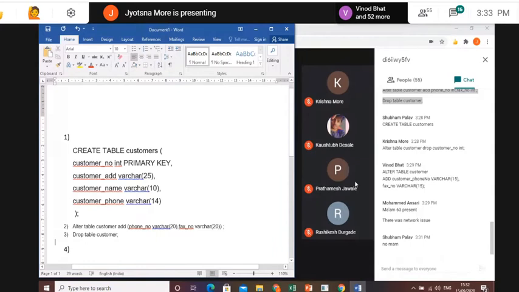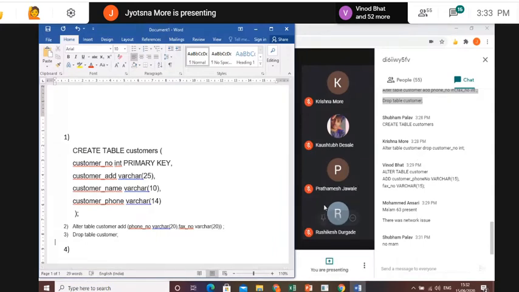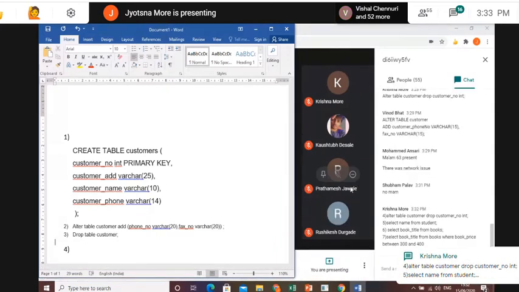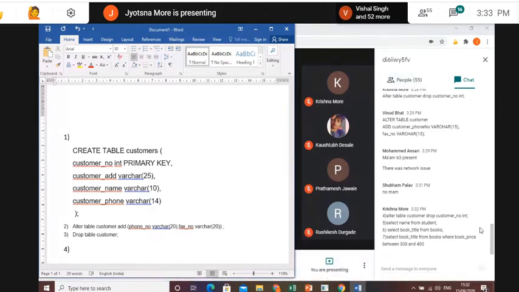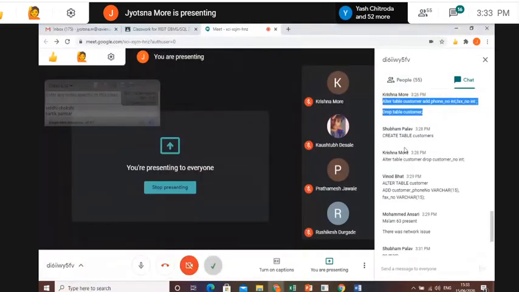Okay, so fine. Even Shubham wrote the same thing. Okay, next, what was our question? Drop the primary key of the student table. Anyone wrote an answer for that? Drop the primary key. Create table, alter table. Drop the primary key. Okay. Of student table, right?